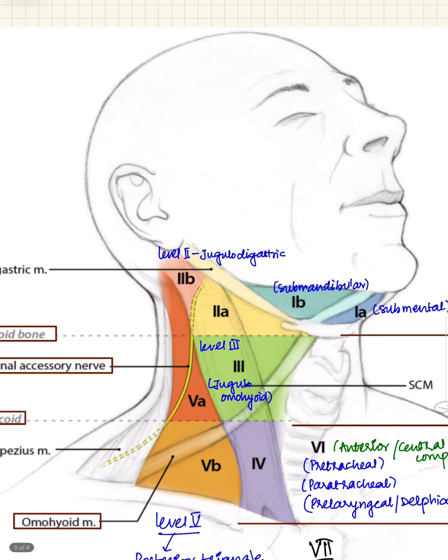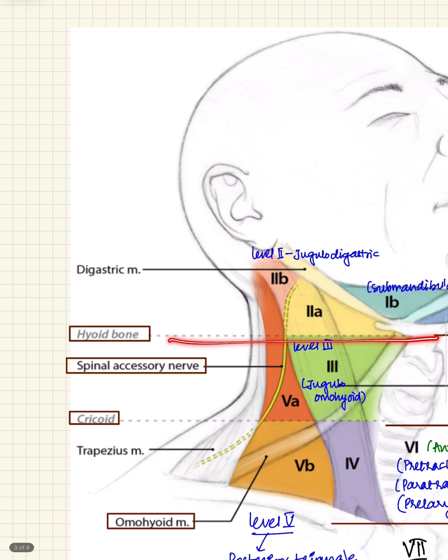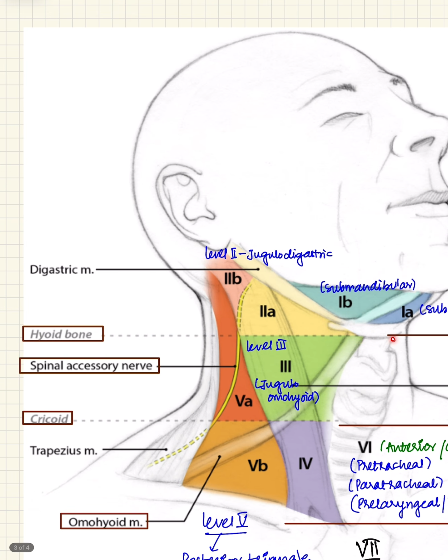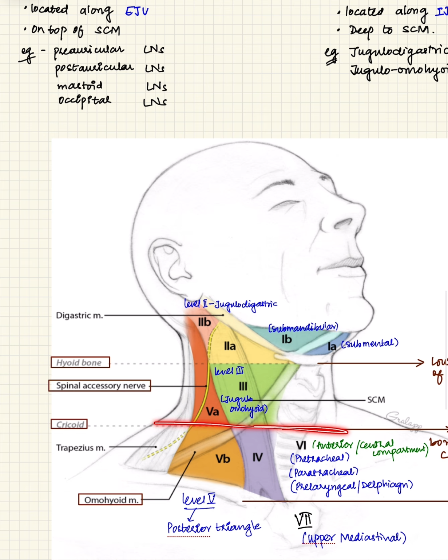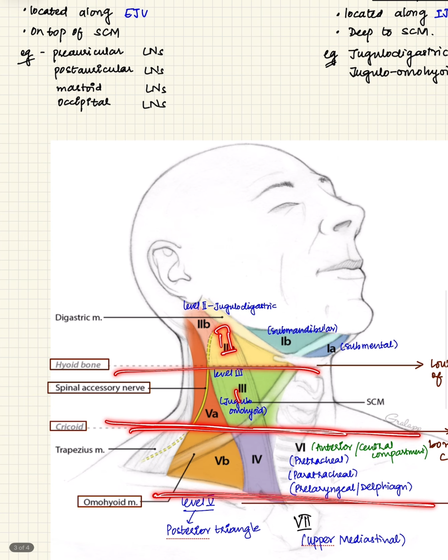Now let us talk about 2. So 2 is present from the base of the skull to the lower border of hyoid bone, if you can see. And 3 is present from the lower border of hyoid bone to the lower border of cricoid cartilage. 4 is present from the lower border of cricoid cartilage till the clavicle. So 2, 3 and 4 all lie in the same line behind the sternocleidomastoid along the internal jugular vein.